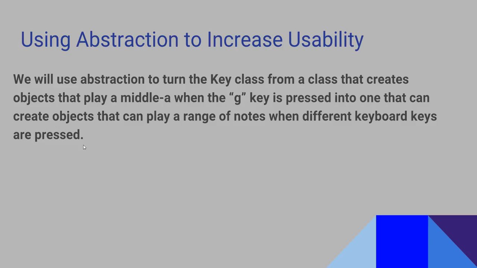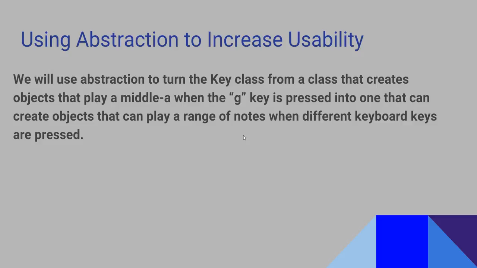And that's basically what this screen is going to tell us. We're going to use abstraction. We're going to turn the key class into a class that creates objects with different notes, and it can play a range of notes with different keyboard characters. So instead of just playing a middle A when the G key is pressed, we're going to make it more generic. We're going to make it more abstract. So we'll play a range of notes when different keys are pressed.